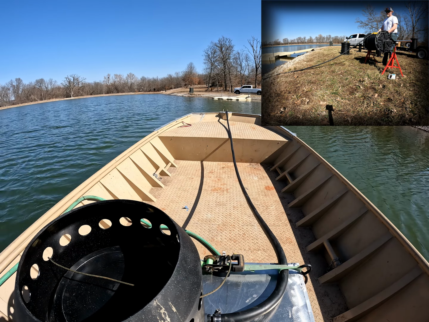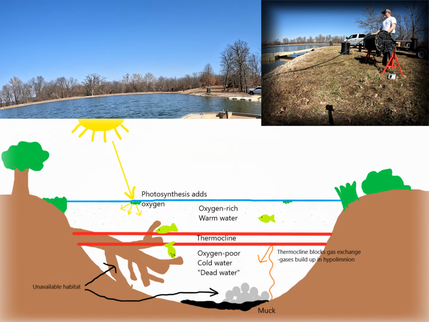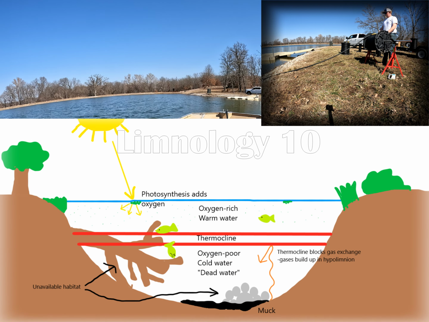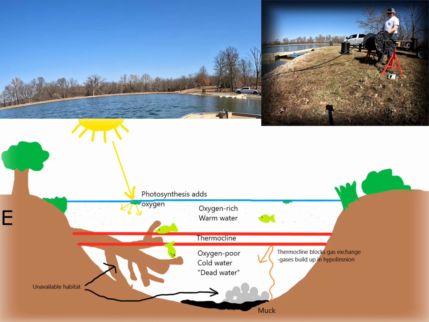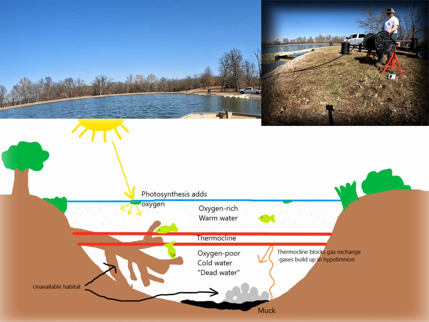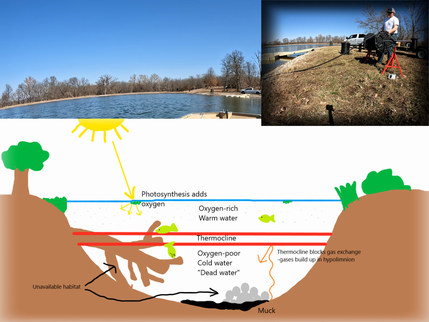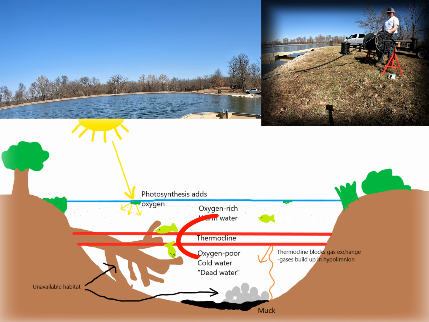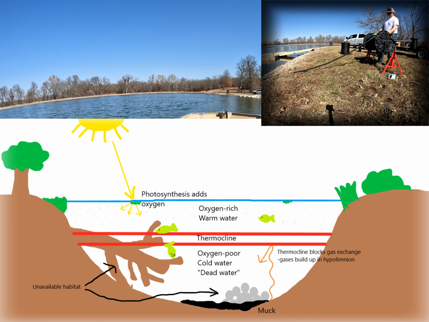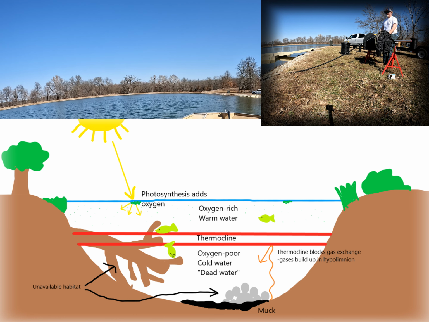Okay, what does that mean? Well, here is a bit of Limnology 101 for you. The warmer water sits on top, which is called the epilimnion. The colder water lays on the bottom, which is called the hypolimnion. The area between the two layers is the thermocline. The thermocline usually sets up in the late spring or early summer.